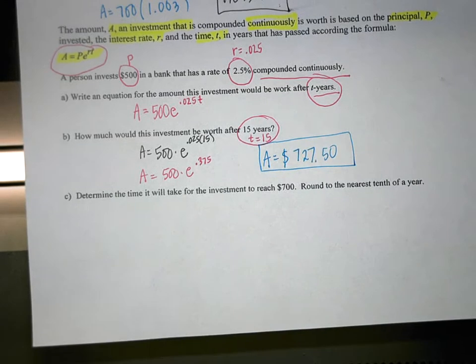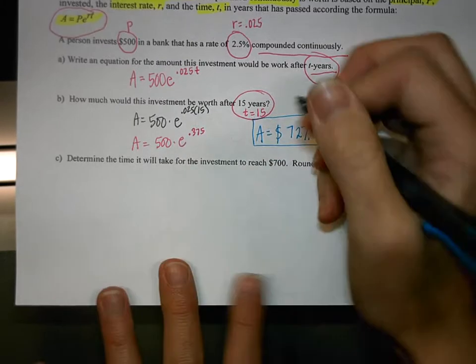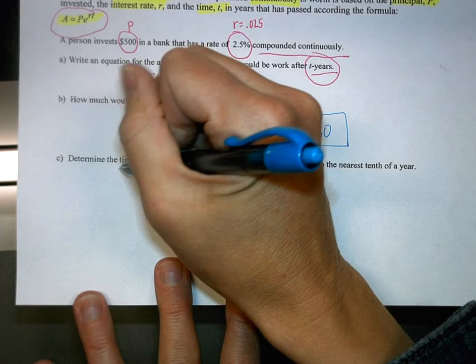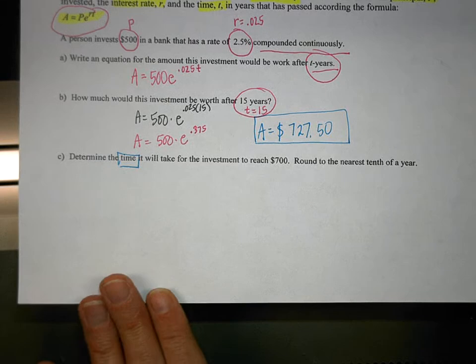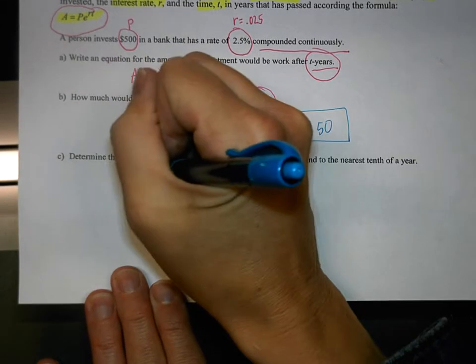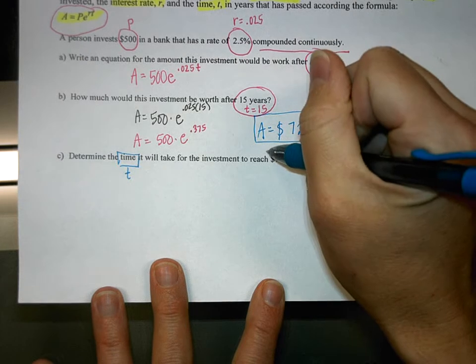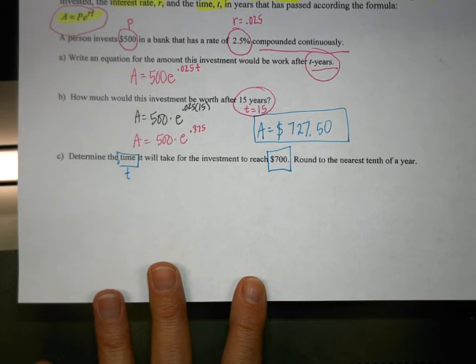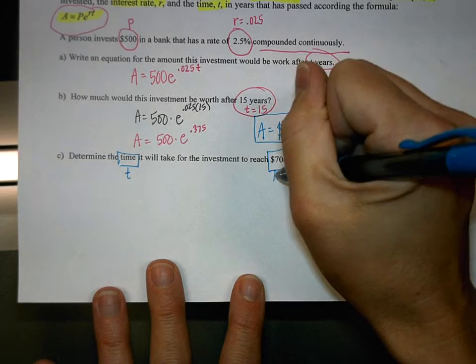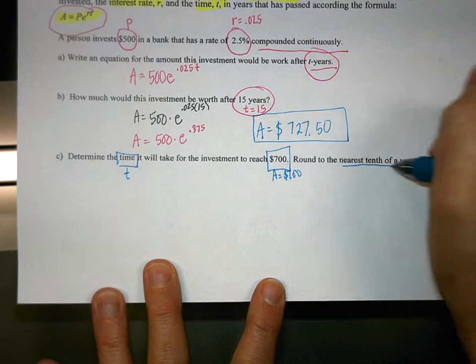Okay, now this next part, they are asking you, determine the amount of time. So right there, we know that the variable we are going to try to find is what? T. Okay, this is what we want to find, T, the time it will take for the investment to reach $700. So that means $700 is going to represent what? The A, the amount I have. So A equals the $700. And then it says round to the nearest tenth of a year.